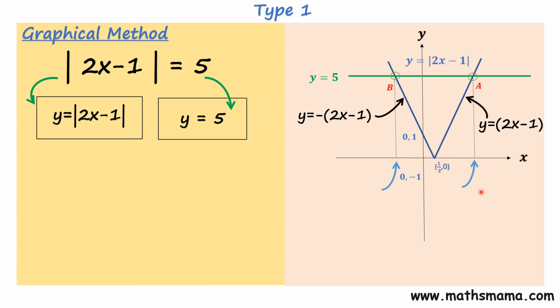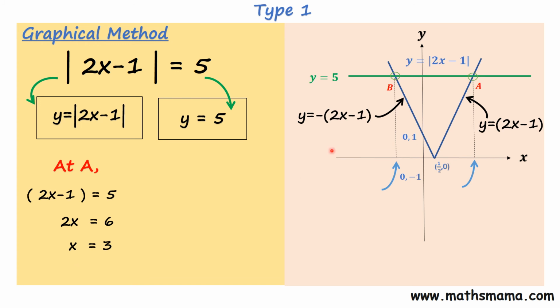Now we have guessed the sign of the two solutions. To get the values of these two solutions, you have to solve these two functions. To get the x coordinate of A, solve y equals 2x minus 1 and y equals 5 simultaneously. So 2x minus 1 is equal to 5. You move 1 to the other side. We get 2x equals 6. So x is equal to 3.